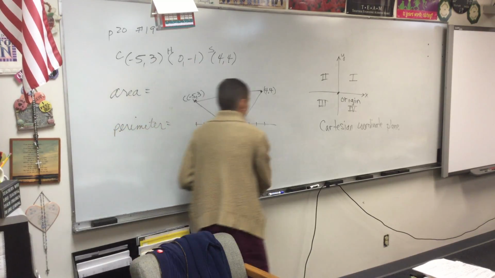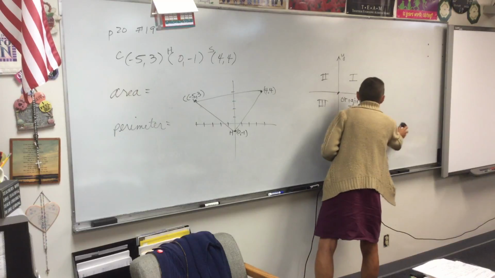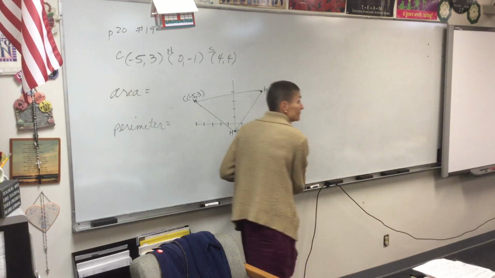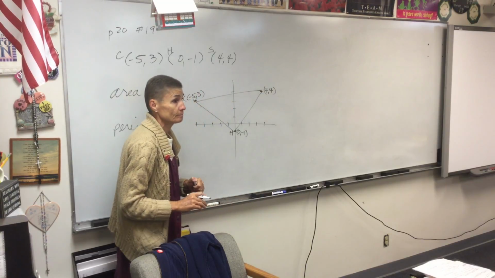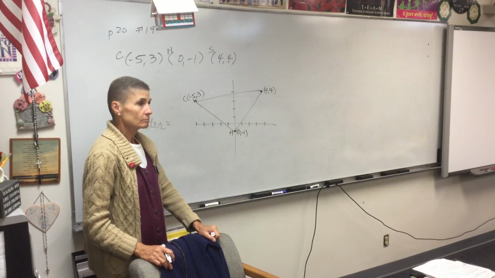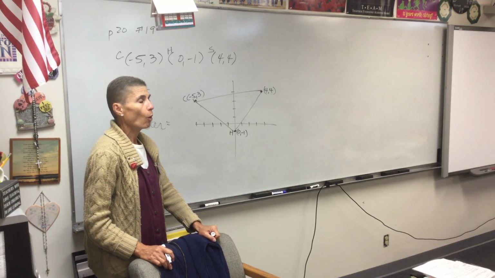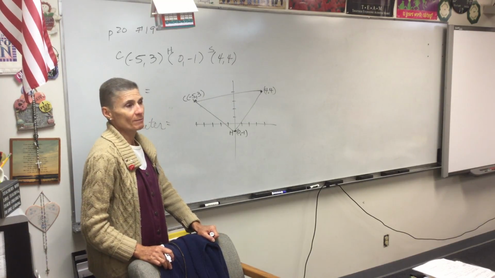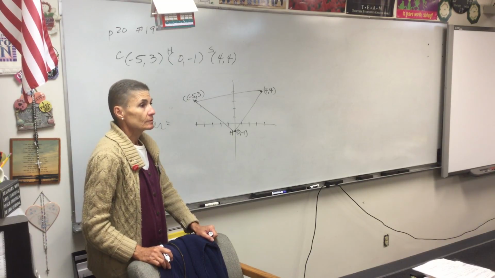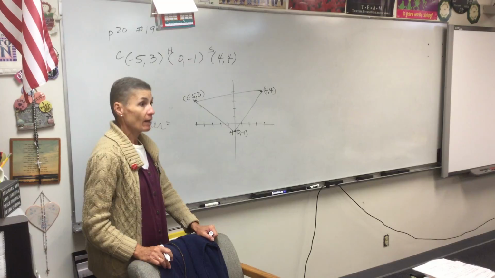Okay. Need area and perimeter. Anybody have any ideas? Any thoughts on that? Rachel? Do you have an idea? No. Oh, what's perimeter mean? The outside. Yeah, the distance around the triangle.